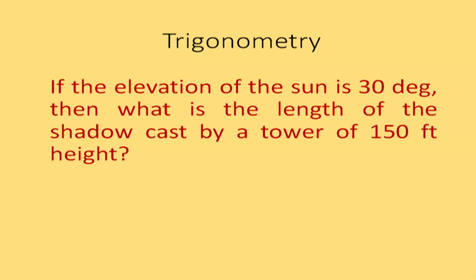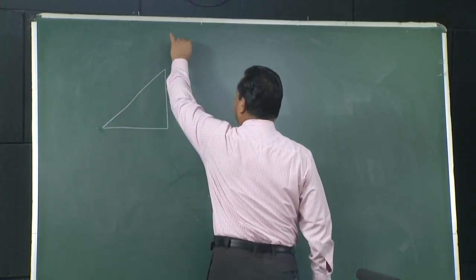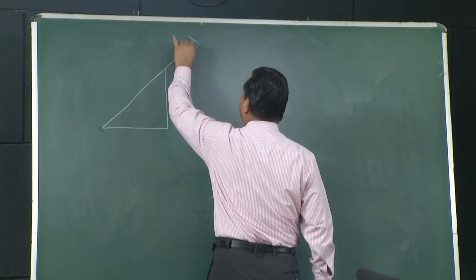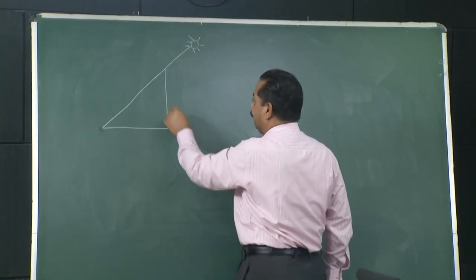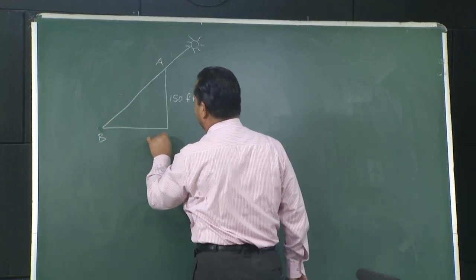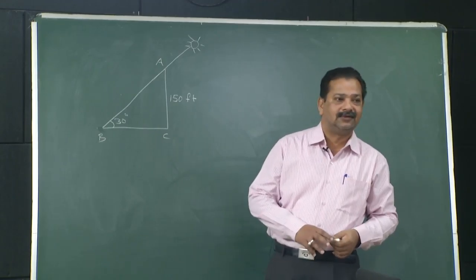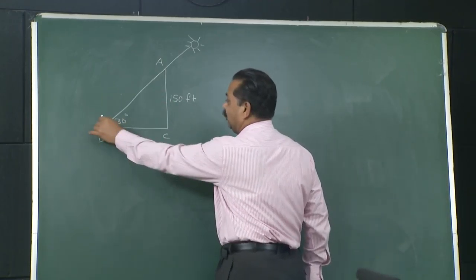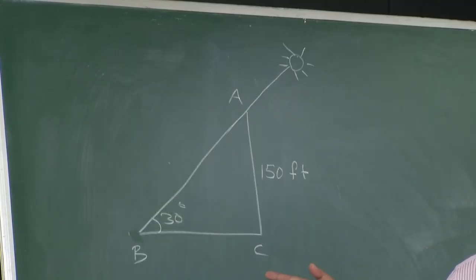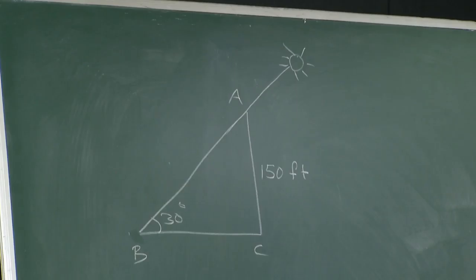So we start with this first question. If the elevation of the sun is 30 degree, then what is the length of the shadow cast by a tower of 150 feet? Please try. Yesterday we discussed angle of elevation and angle of depression. Suppose the sun is here, and this is the tower, 150 feet. I put this as A, B and C, and the angle of elevation is 30 degree. So we need to find out the shadow of the tower. This is the tower, so this is the shadow. So what you have to find here? BC. You have to find BC.